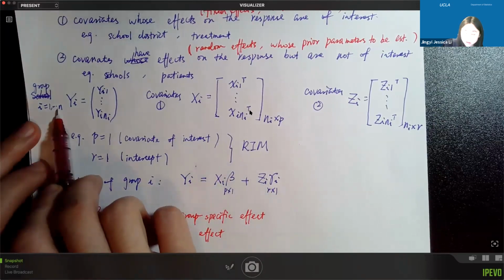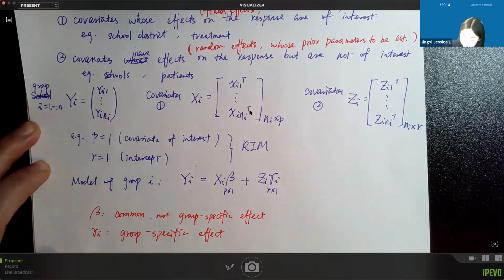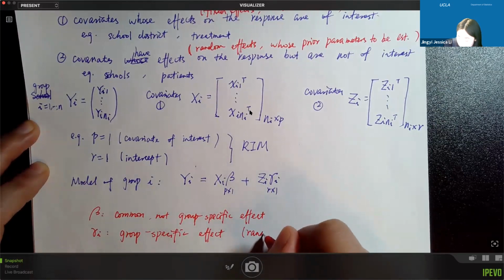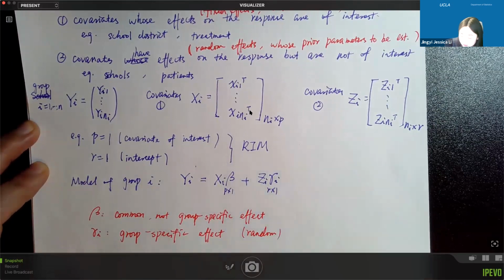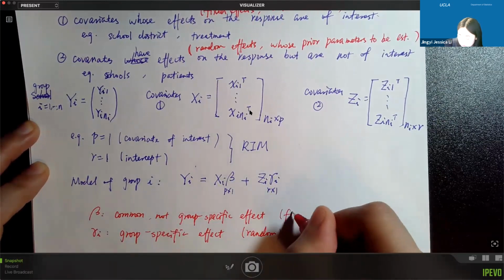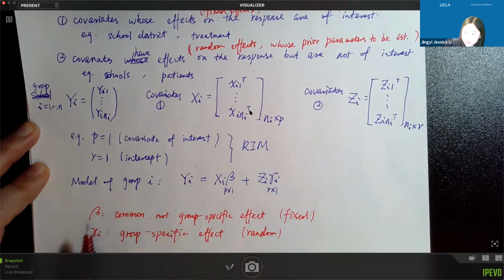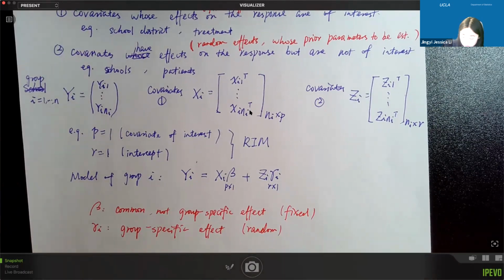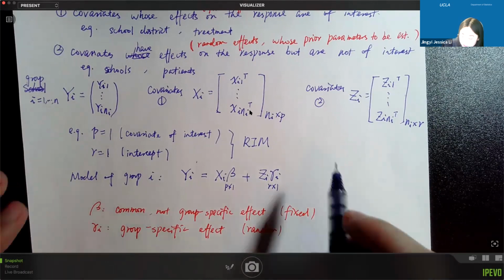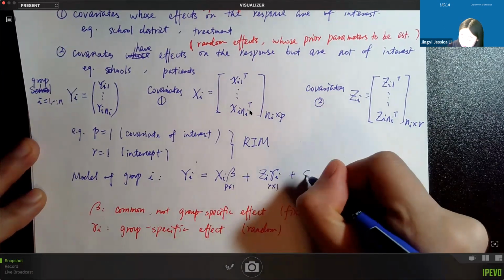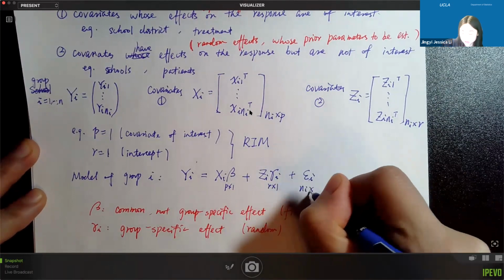So if n is large, that means we have many groups. So gamma i may be many. We have many gamma i's. So that's why for practicality, we assume they're random. And beta, this is something of our interest. We assume it to be fixed. And that's what our hypothesis testing is about. Okay, and of course, we still need a random measurement error term. So that will be our epsilon i. This is an n_i by 1 vector.